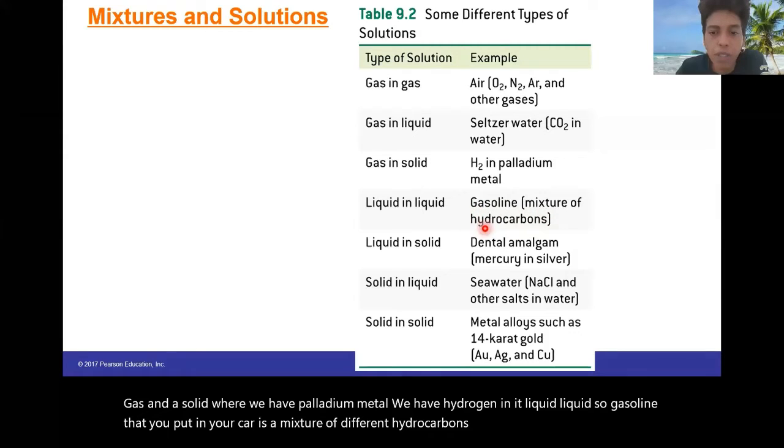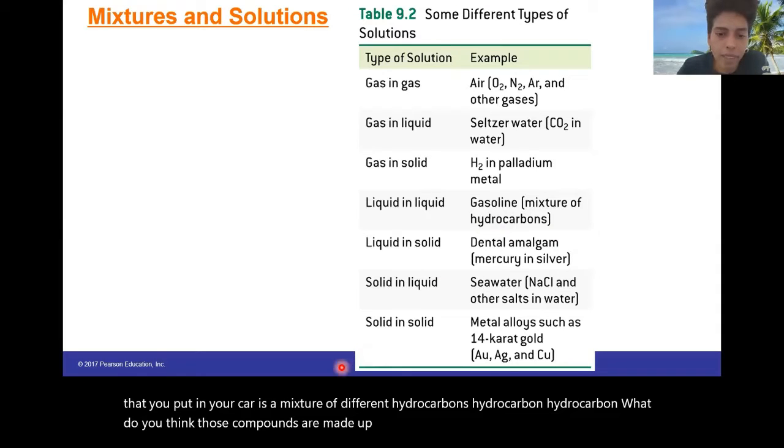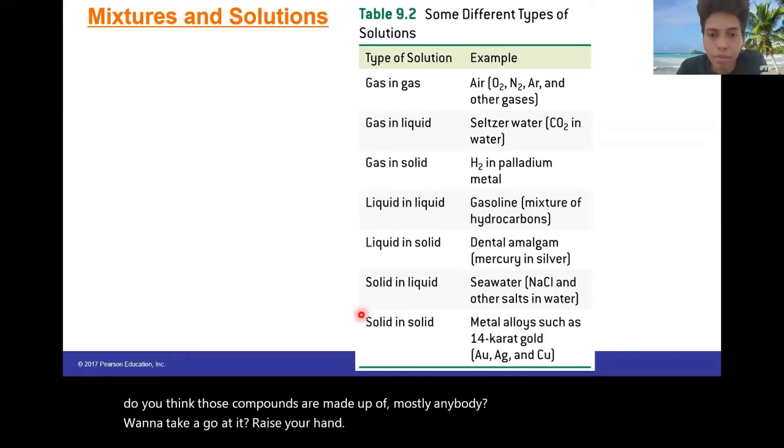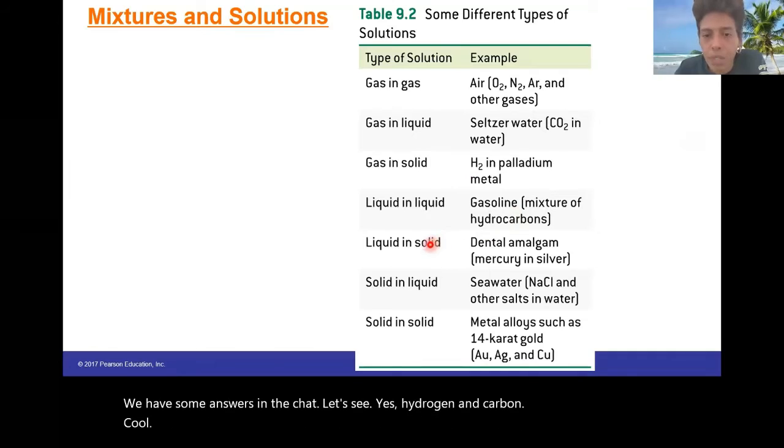Hydrocarbon, what do you think those compounds are made up of mostly? Anybody want to take a go at it? Raise your hand. We have some answers in the chat. Let's see. Yes, hydrogen and carbon. Cool.